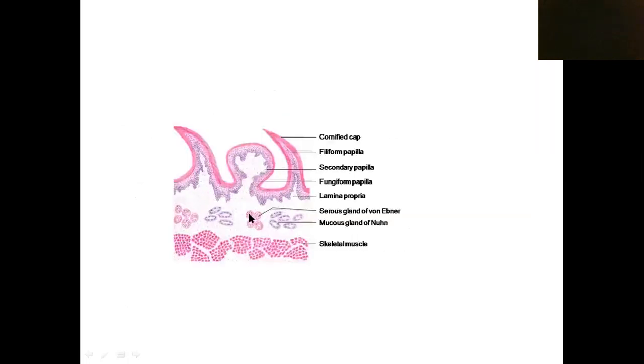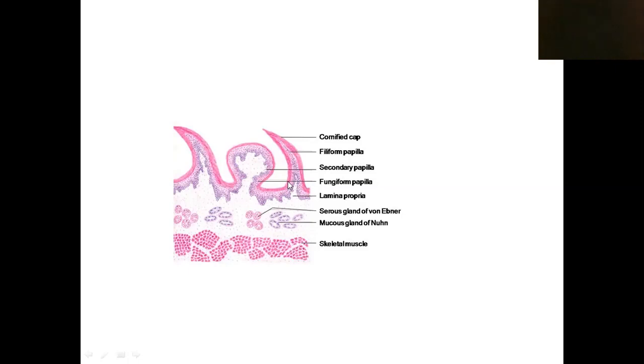This is a section of the tongue, and this layer is the mucous membrane. This is the core of the tongue. The core is made up of muscles. I told you the tongue is a muscular organ, meaning it is made up of muscles. This muscle core is covered with a mucous membrane. That mucous membrane shows some projections like this.